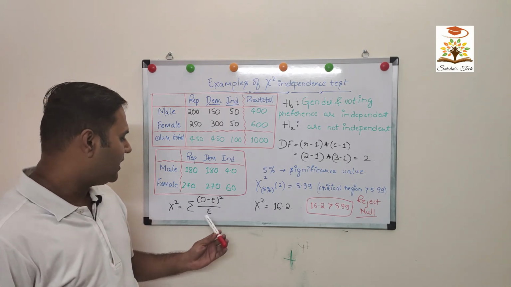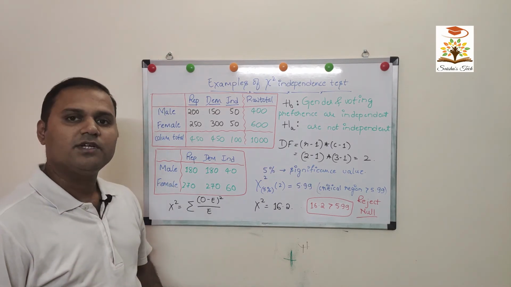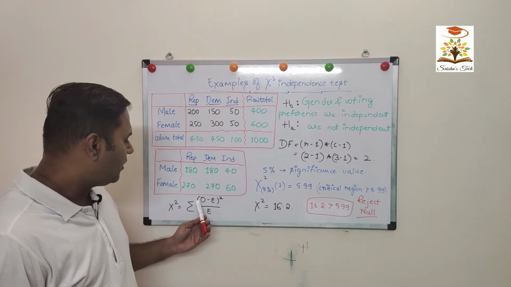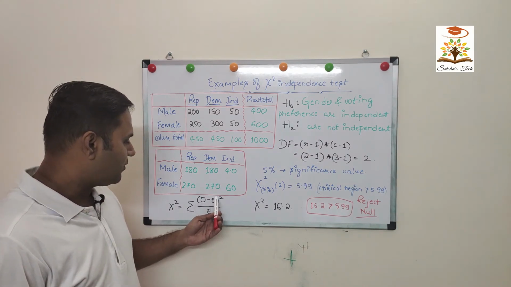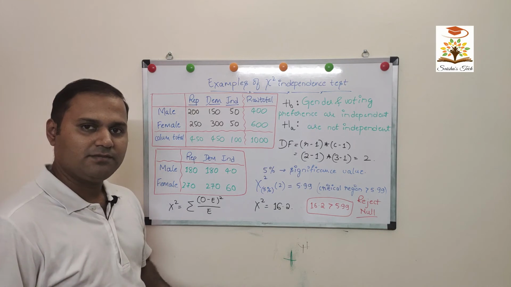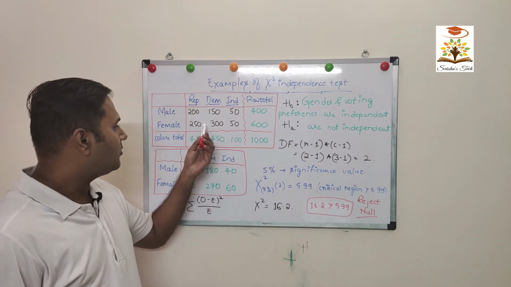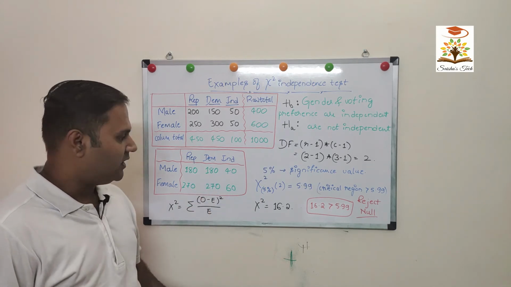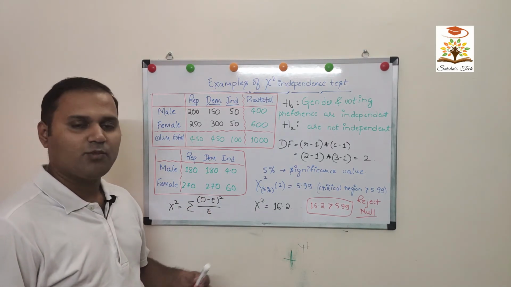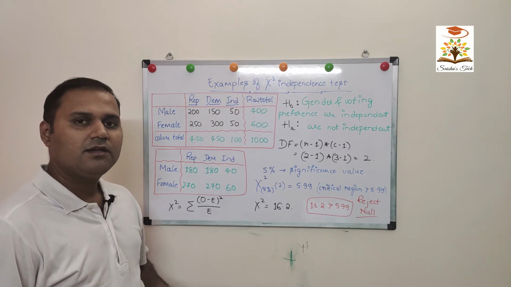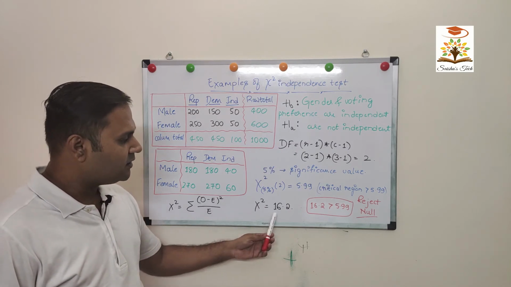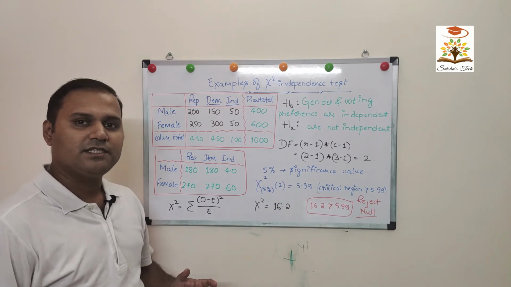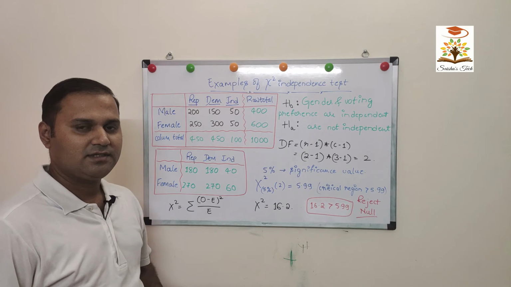Now let us calculate the chi-square value from the formula, using the formula summation of (observation minus expected) squared divided by expected. Substituting the observation and the expected values in the formula, we get the chi-square as 16.2, which means 16.2 is greater than 5.99. Hence, we reject our null hypothesis.